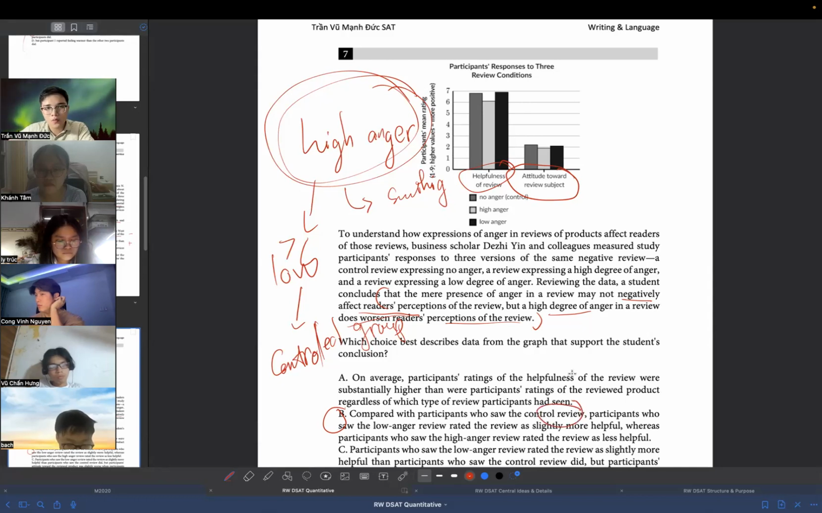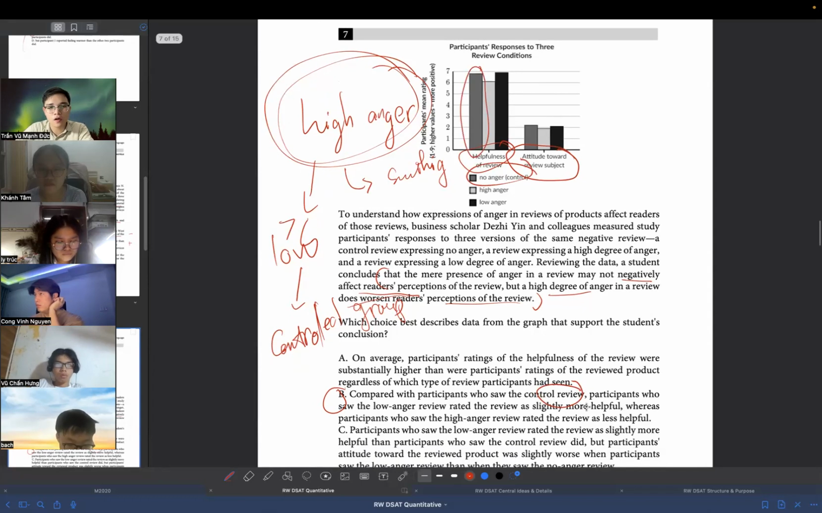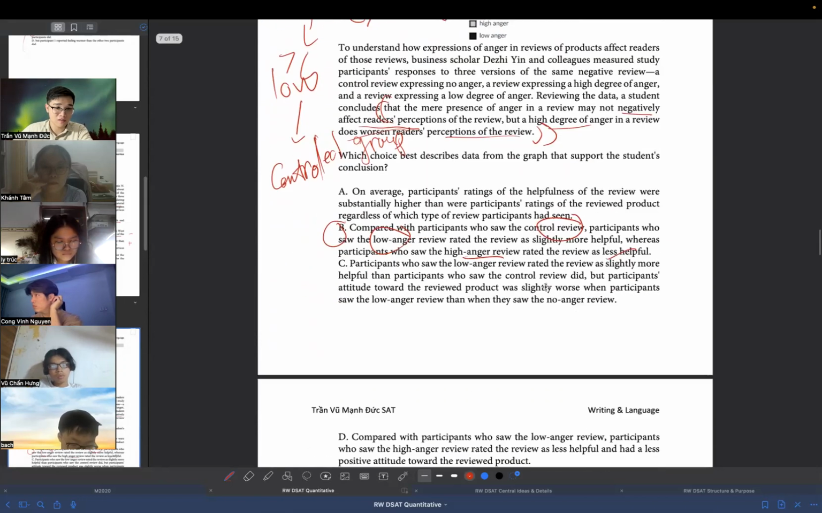The control review is no anger, this one. Okay. Control review, participants who saw the lower anger review rated slightly more helpful. Low anger is quite helpful. High anger is less helpful. So this one is clearly rephrasing the conclusion. So B is correct.